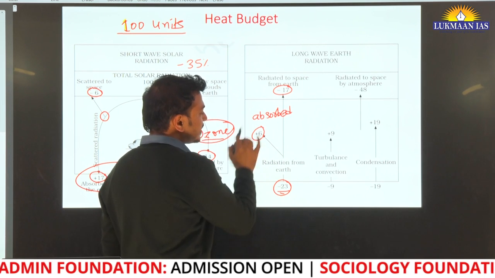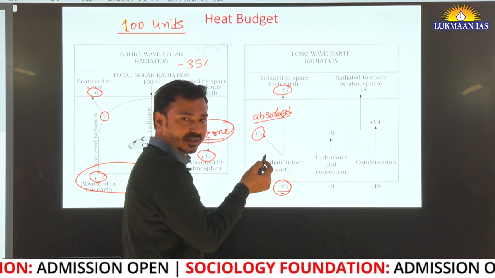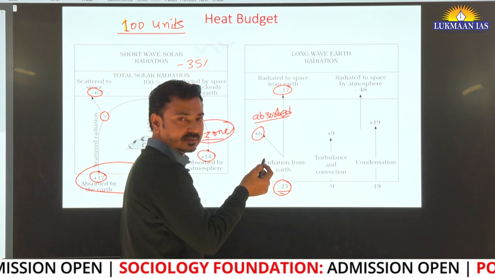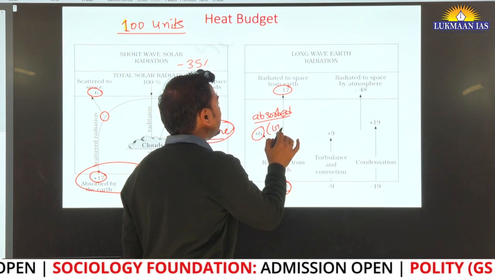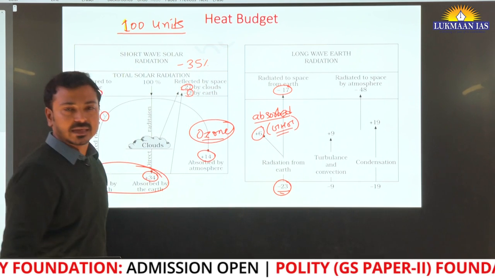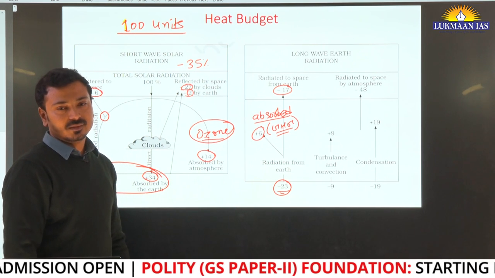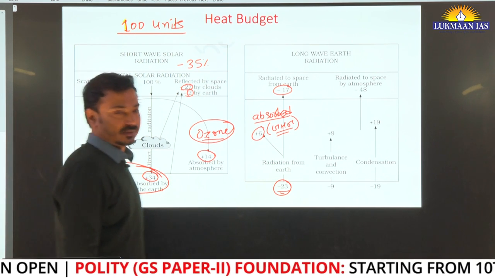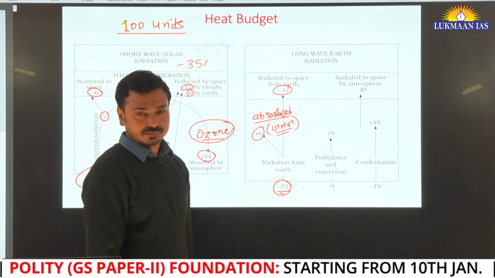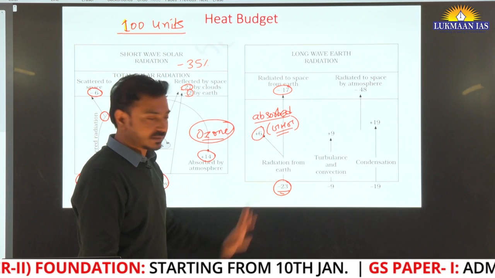देखिए, 6% is absorbed by the atmosphere. Now, which kind of absorption is it by the gases? Largely, it is by greenhouse gases because it is terrestrial radiation. And 17% gone. ठीक है, so this is 23% now.